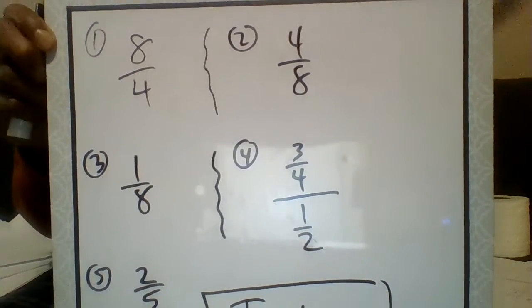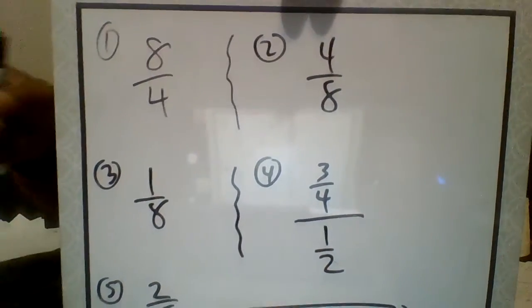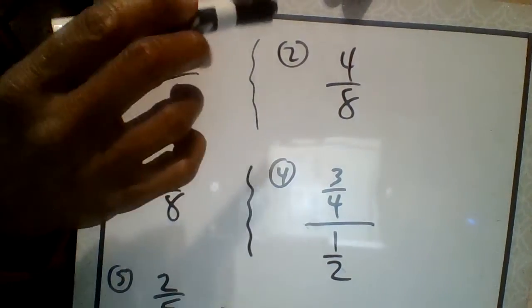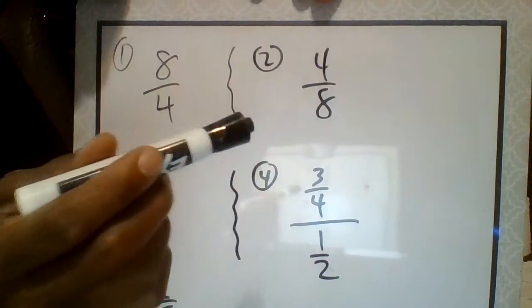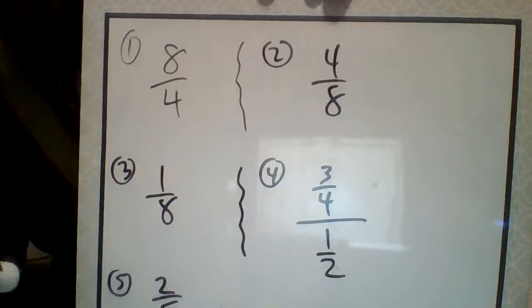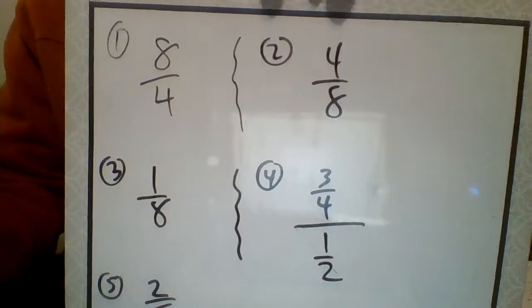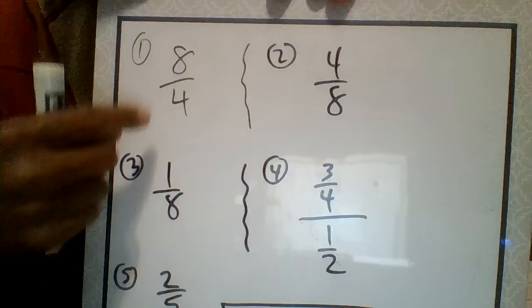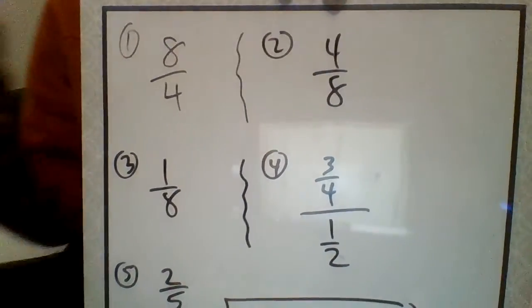11/14/2018. All right, this is going to be for the students that are in the Tritons. The challenge we have: we are finding the quotient of 8 and 4, the quotient of 4 and 8, the quotient of 1 and 8, the quotient of 3/4 and 1/2, the quotient of 2/5 and 7. For us people that use quotient a lot, just read dividing. So 8 divided by 4, 4 divided by 8, and so on.